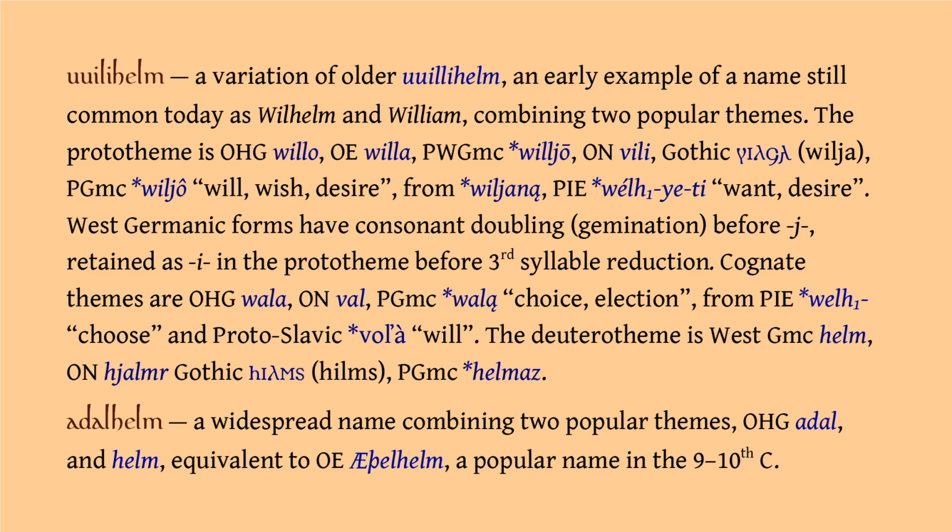Willihelm, a variation of Old Willihelm, an early example of a name still common today as Wilhelm and William, combining two popular themes. The proto-theme is Old High German Willo, Old English Willa, Proto-West Germanic Willio, Old Norse Willi, Gothic Willia, Proto-Germanic Willio, will, wish, desire, from Williana, Proto-Indo-European Wiljeti, want, desire. West Germanic forms have consonant doubling, gemination, before J, retained as I in the proto-theme before third syllable reduction. Cognate themes are Old High German Wala, Old Norse Wal, Proto-Germanic Wala, choice, election, from Proto-Indo-European Wel, choose, and Proto-Slavic Wola, will. The deuterotheme is West Germanic Helm, Old Norse Hjalma, Gothic Hilms, Proto-Germanic Helmas.